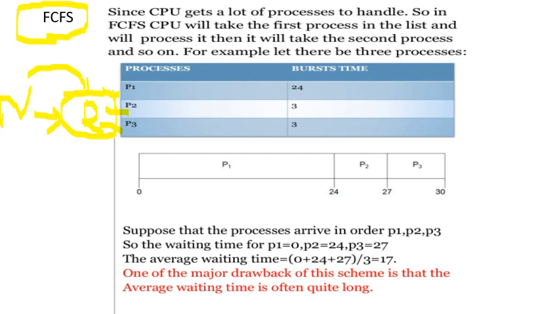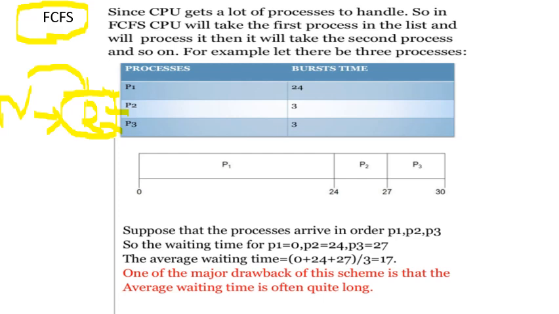You just assume that process P1 arrived at 0, process P2 arrived at 1 millisecond, and process P3 arrived at 3 milliseconds. So first into the ready state, process P1 has arrived, and then process P2 and so on, process P3.